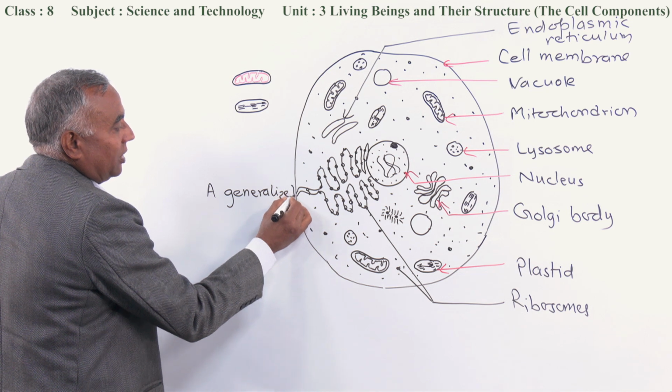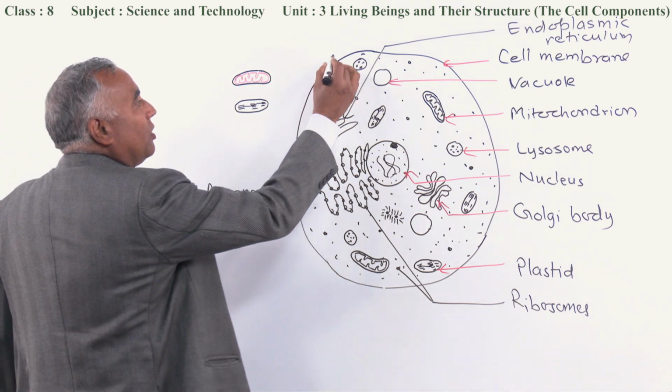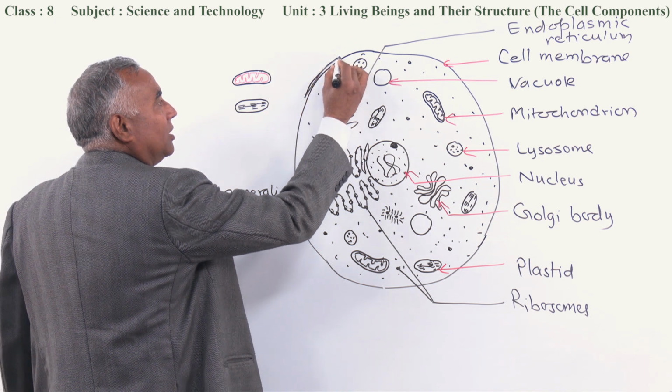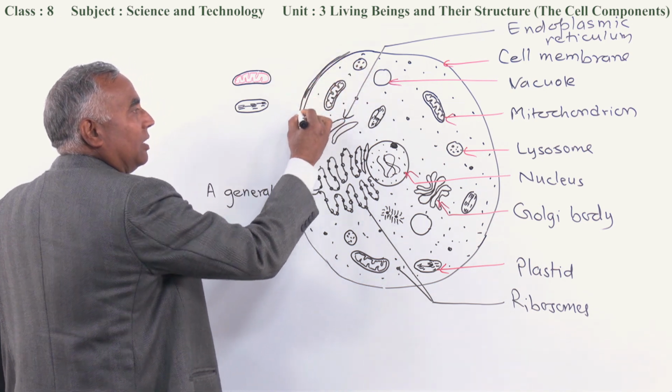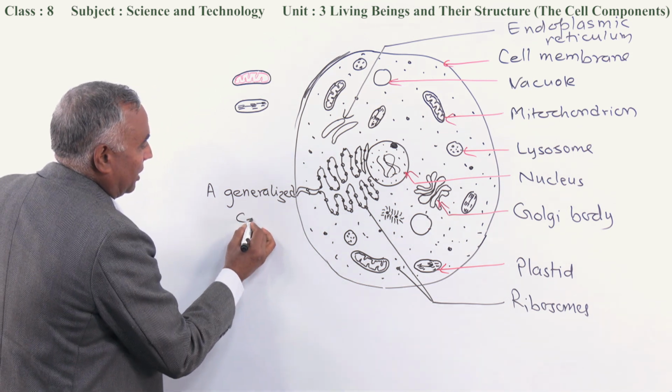Generalized means usually they are not found together. I am showing both the structures found in cells. Here you can show cell wall also above it, doesn't matter. If you draw a thick layer around it, that will be cell wall. Yes. So it is a generalized cell.